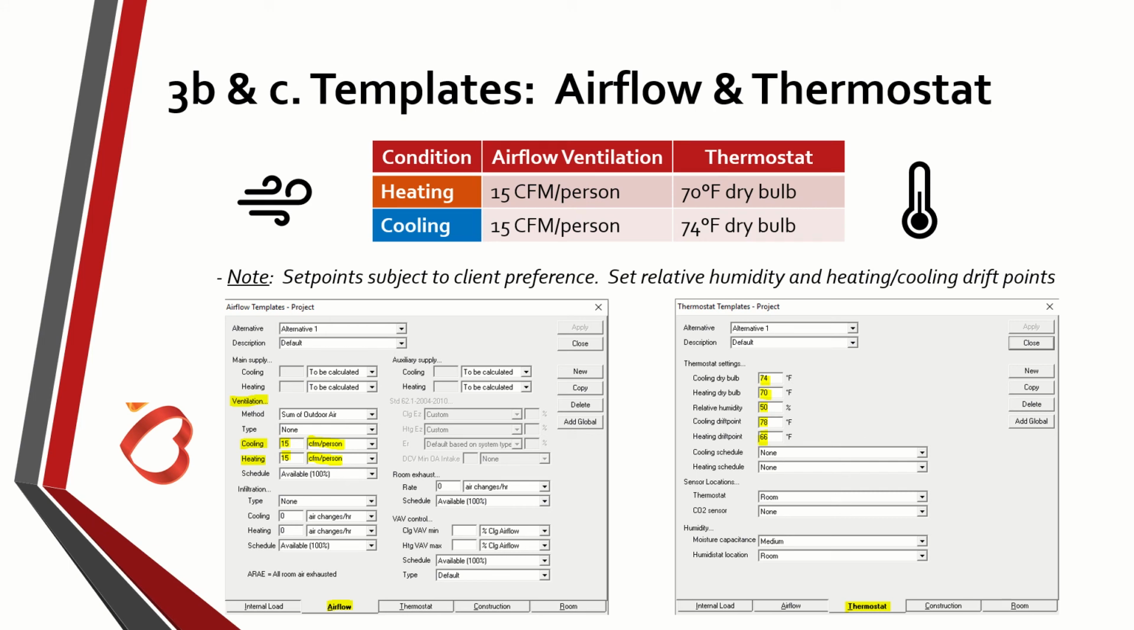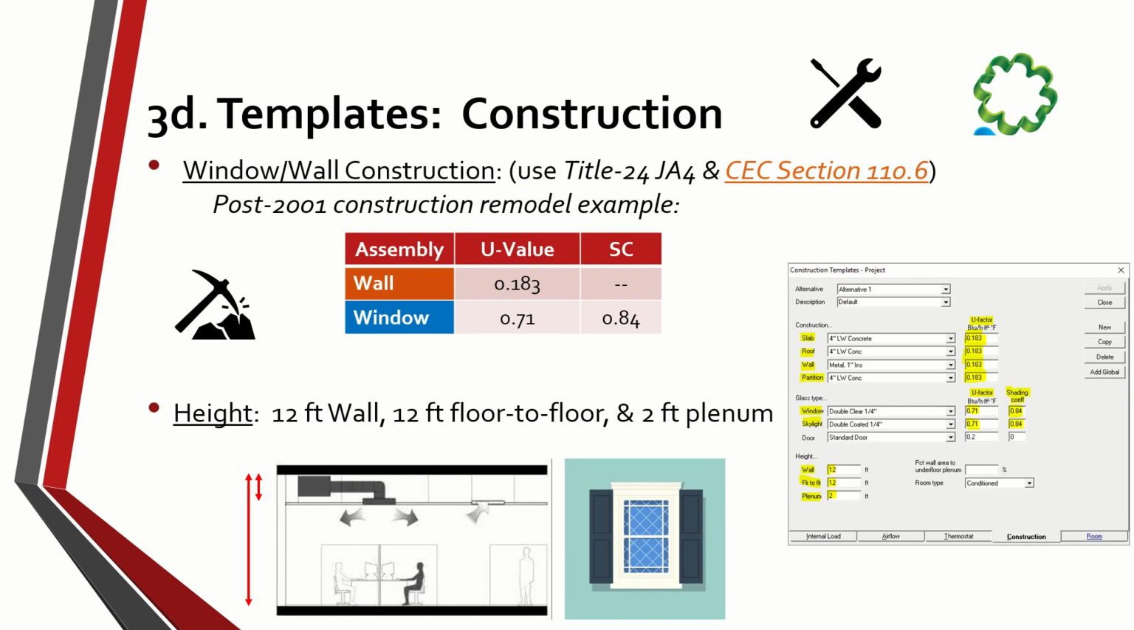So next on the templates is airflow and Tstat. These are the next 2 cookie cutters, which allow us to set ventilation rates in terms of CFM per person, as well as design set point temperatures for common spaces. You get to adjust for relative humidity and drift points here as well, and most of the criterion is stipulated by the client, but the table above shows the most common design values that we use.